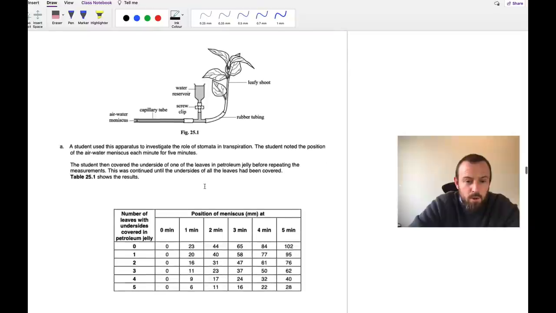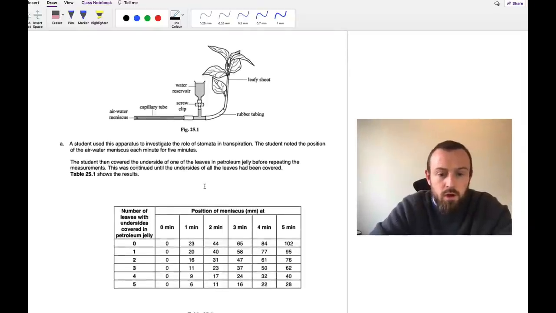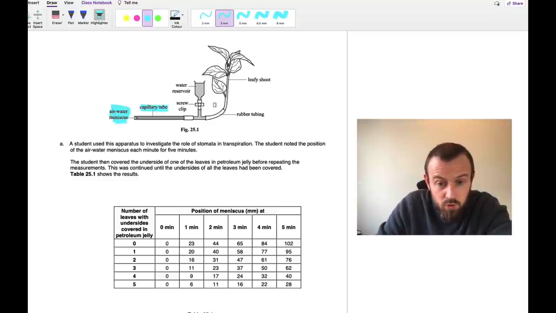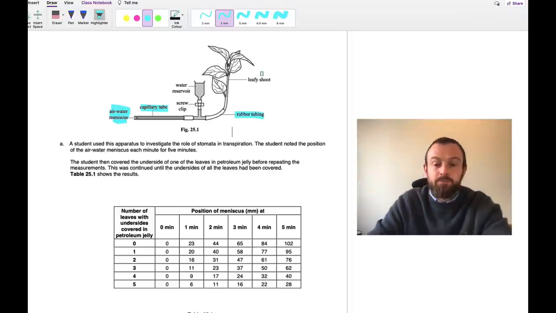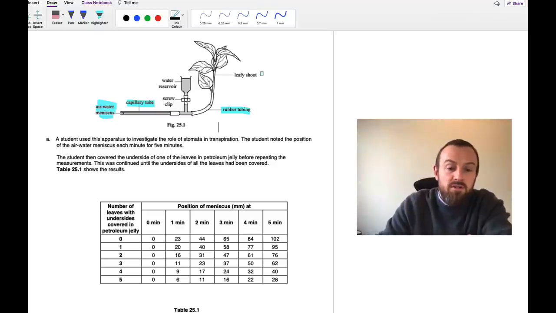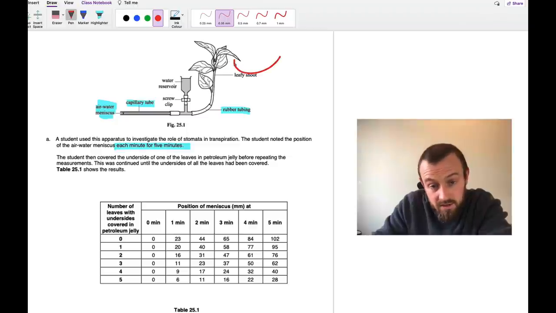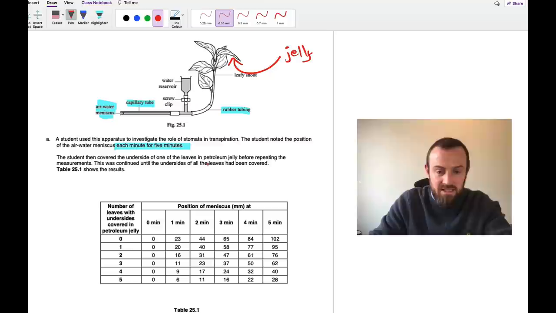Okay, here is a potometer. So what have we got? We've got the air water meniscus here, capillary tube, water reservoir, leafy shoot, rubber tubing, a potometer. So the question says, a student used this apparatus to investigate the role of stomata in transpiration. The student noted the position of the air water meniscus each minute for 5 minutes. The student then covered the underside of one of the leaves in petroleum jelly. Okay, so we're looking at the underside of the leaf here, petroleum jelly, Vaseline basically, okay? Vaseline underneath, and then repeated the measurements.